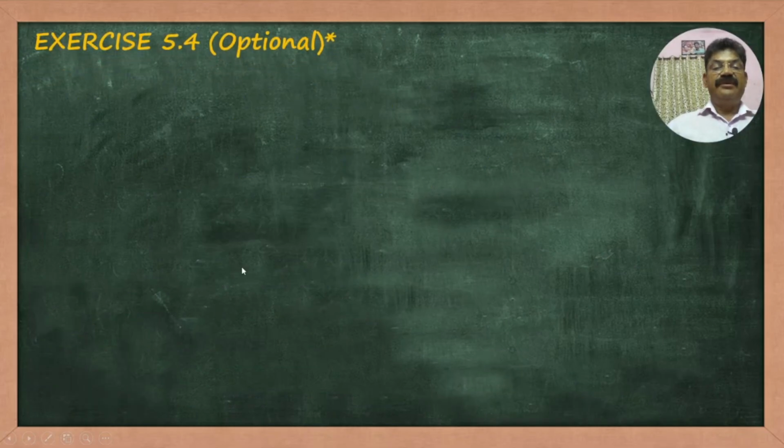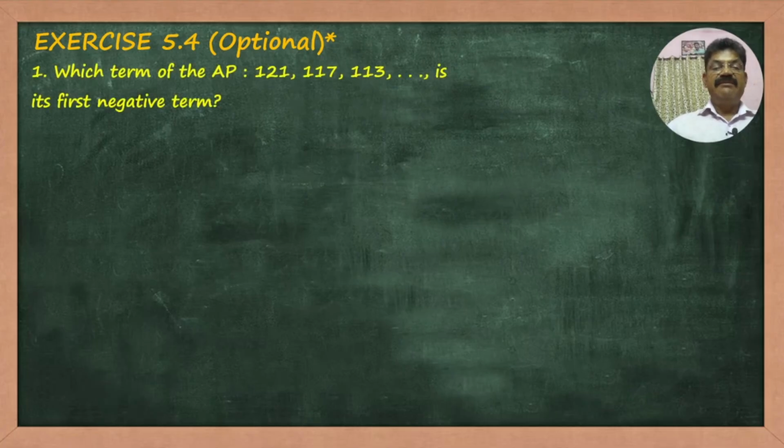Exercise 5.4. It is given as optional, but anyway, we will solve all the problems given in this exercise too. Okay. First problem. Which term of the arithmetic progression 121, 117, 113 is its first negative term? So it is decreasing. At one stage, it will reach a negative number. So what is the first negative number?